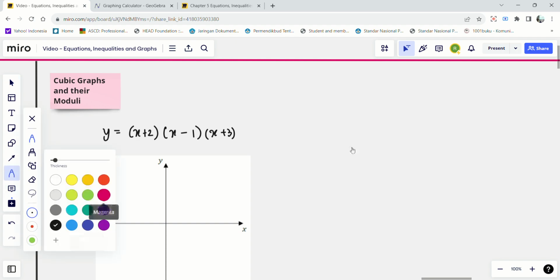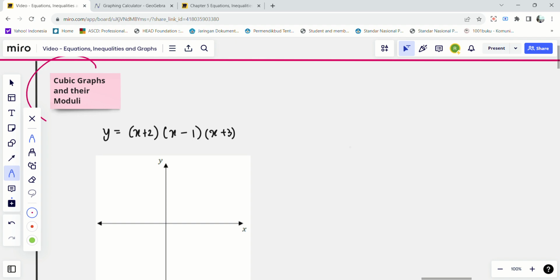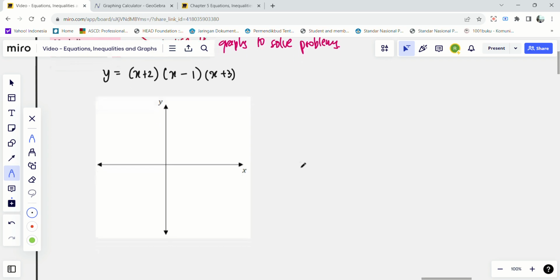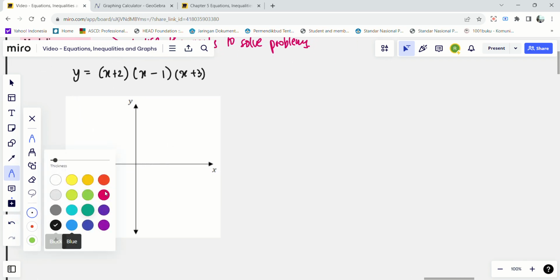In this video, I will try to explain what cubic graphs are about and how you sketch them. In particular, I will be discussing sketching cubic graphs and their modeling, and also how to use the graphs to solve problems, right? But the main important part is the sketching first, because that's usually the hardest part. So let me go step by step using this one example.